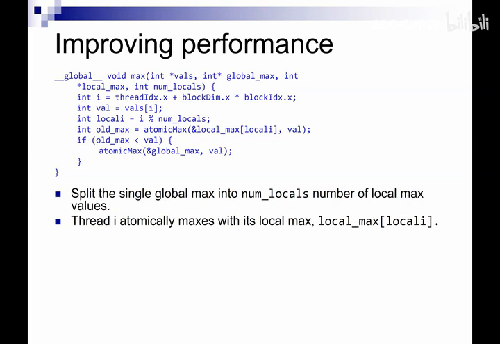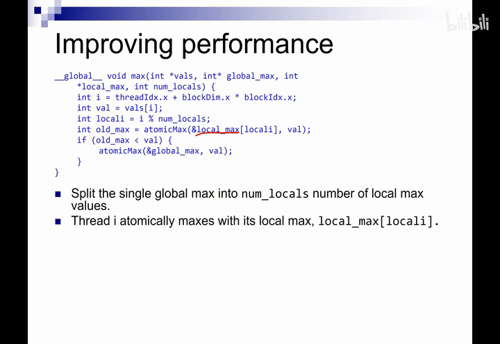In fact, we're going to have an array over here called local max. We're going to try to split global max into multiple copies. Let's say if we split this into 100 copies, then local max would be an array of size 100. Now instead of all the threads trying to update global max, each thread is going to focus on one location in the local max array, and it's going to do all its updates at that location.